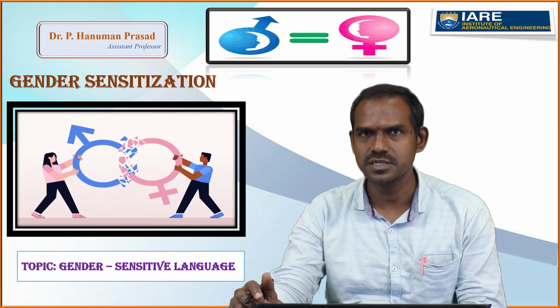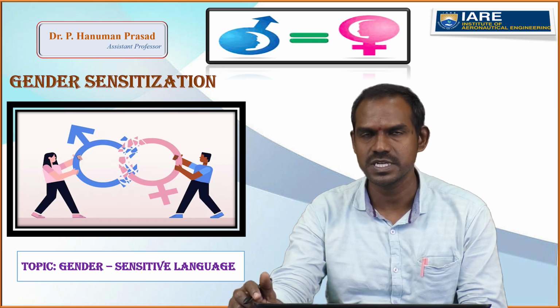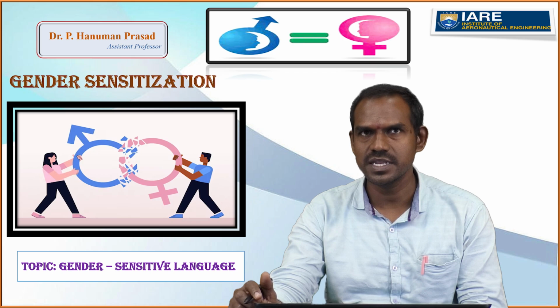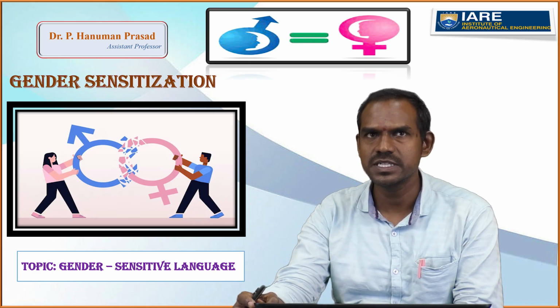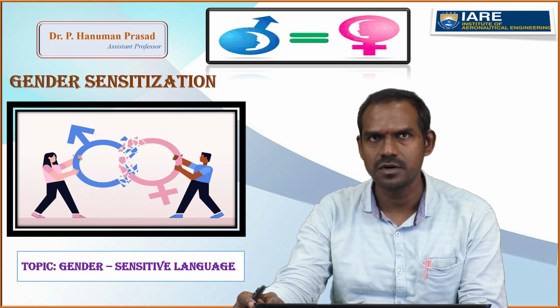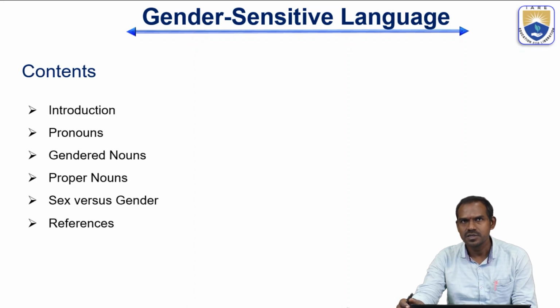The topic that I am going to discuss is from Module 5, Gender and Culture, and the name of the topic is Gender Sensitive Language. The contents I am going to discuss as a part of this topic are introduction, pronouns, gendered nouns, proper nouns, sex versus gender, and finally references. Okay, so let's look at each and every content in detail.